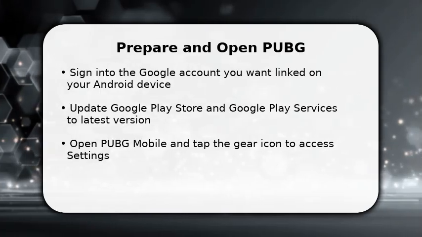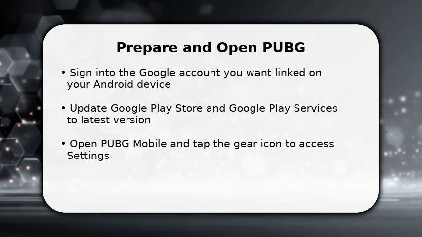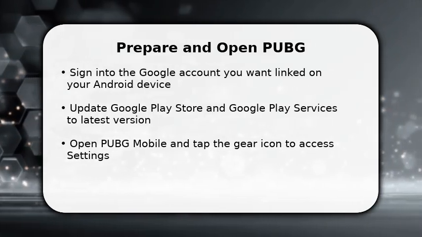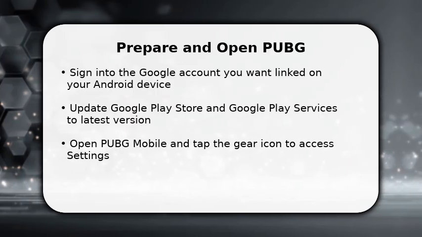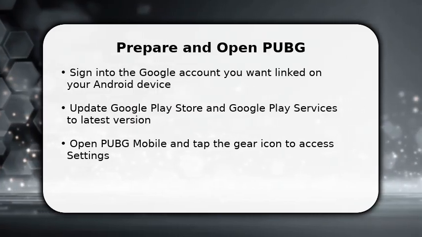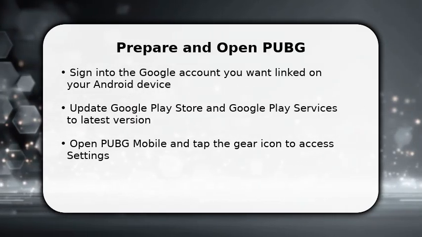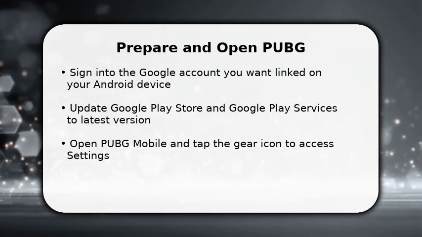You start by preparing your device so linking is smooth. Make sure you're signed into the Google account you plan to use. This is the identity Pubg will attach to. Once done, update Google Play Store and Play services so permission prompts work correctly.